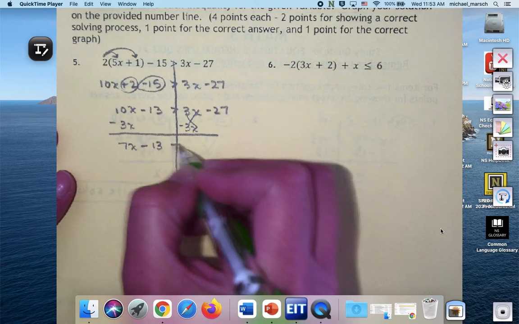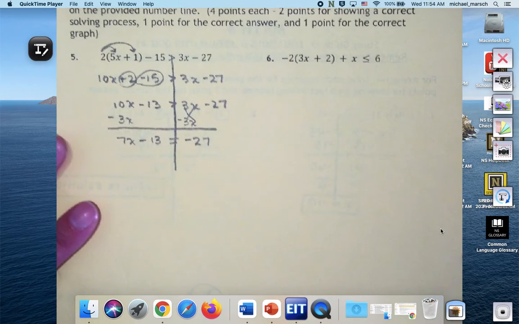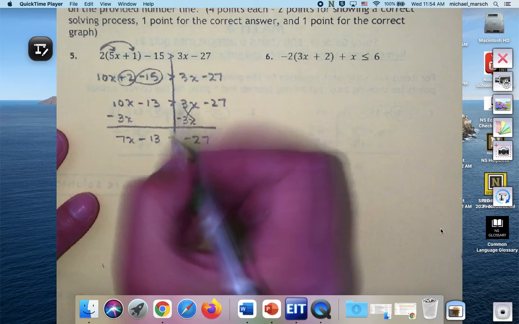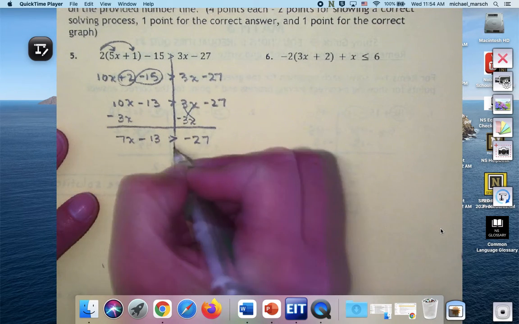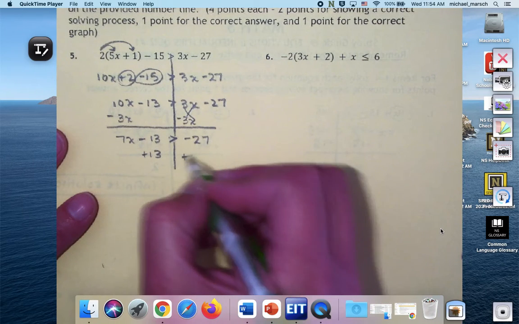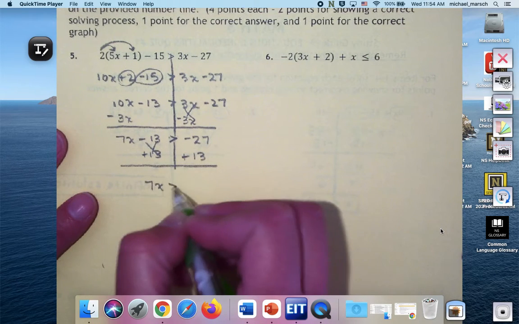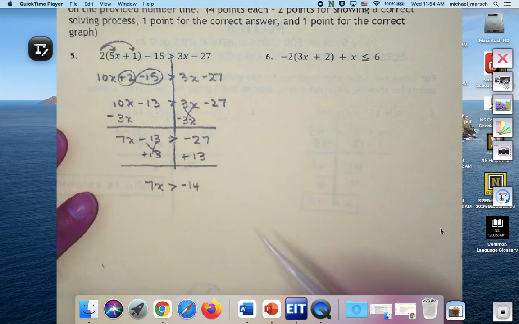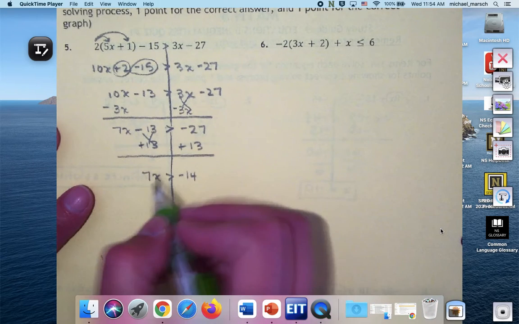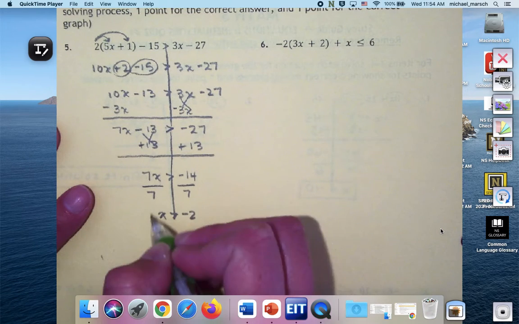7x minus 13 equals negative 27. Oops. Thank you, Brody. Not equals. Is greater than. Good job, Brody. So I'm going to add 13 to both sides. I get 7x is greater than negative 14. Divide by 7. X is greater than negative 2.